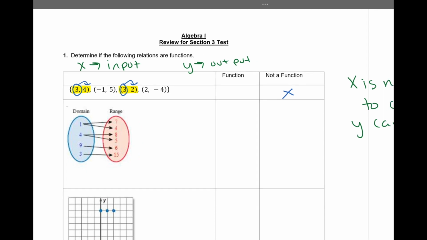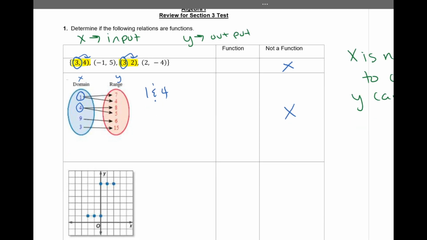The domain and range: the domain is the same thing as x, your range is your y. You have a domain of 1 going to a 7 and a 4, and a domain of 4 going to an 8 and a 5. So both 1 and 4 are cheating. Therefore, this is not a function as well.